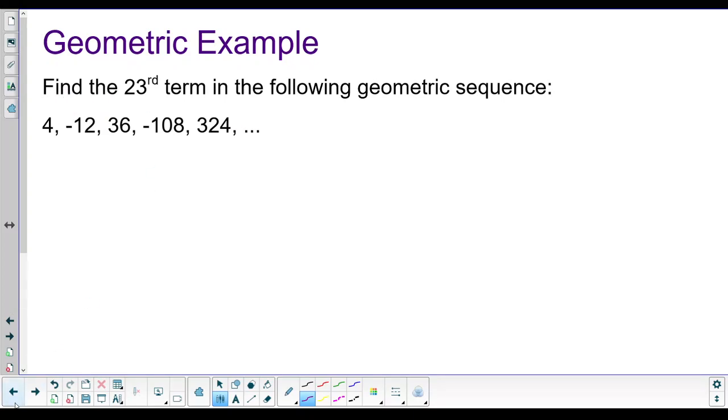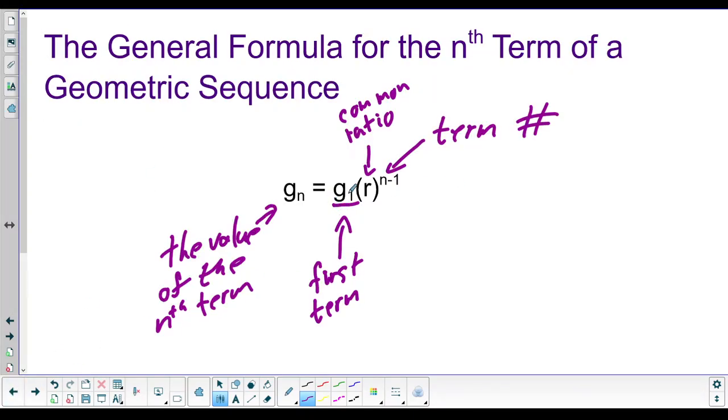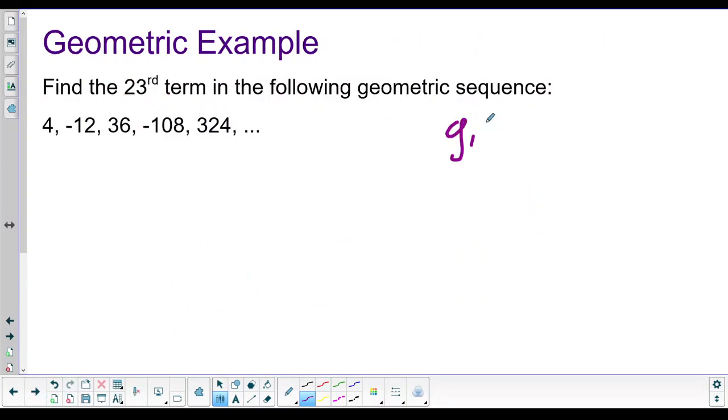So we need to find 3 numbers again. We need to know what is the first term. We need to know what is our common ratio. And we need to know what term number we are looking for. So let's go find those. G1 is always really straightforward to find. It's 4.